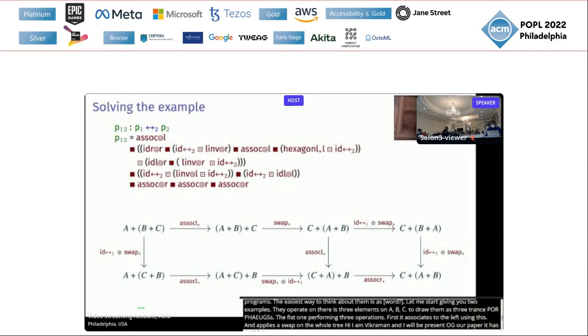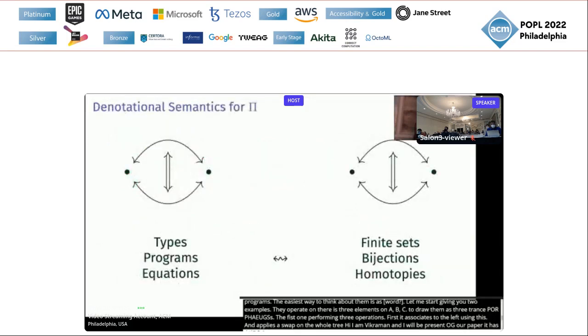Okay, to do this, we are going to design a denotational semantics for pi. To do this denotational semantics, we are going to think about groupoids. So what are groupoids? Groupoids are, you have objects and you have arrows between them which are invertible. So take this program pi, which has types and programs and equations, and notice that all the programs are invertible and the equations are, of course, invertible.